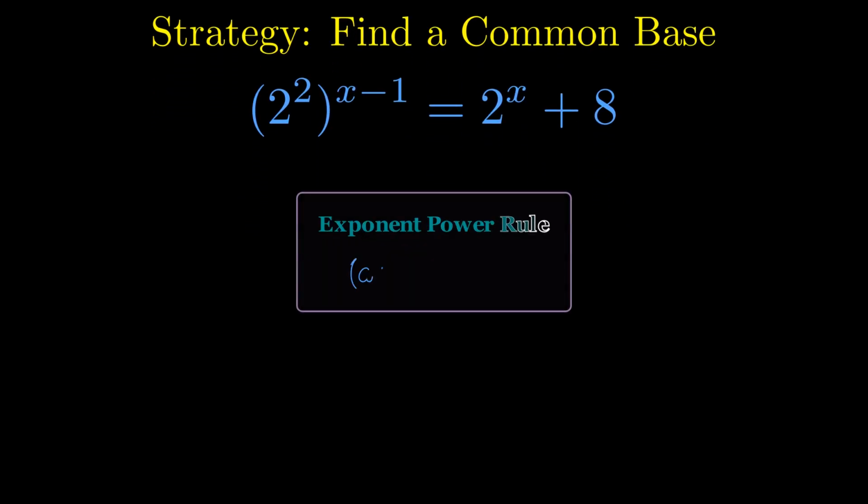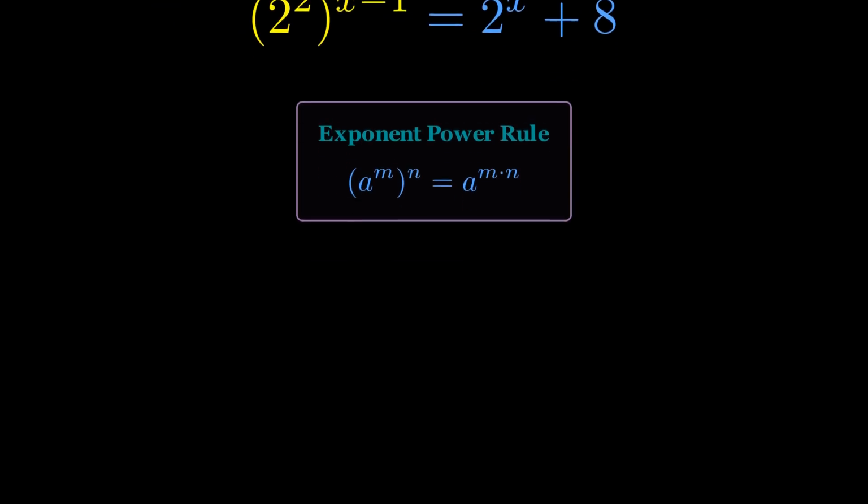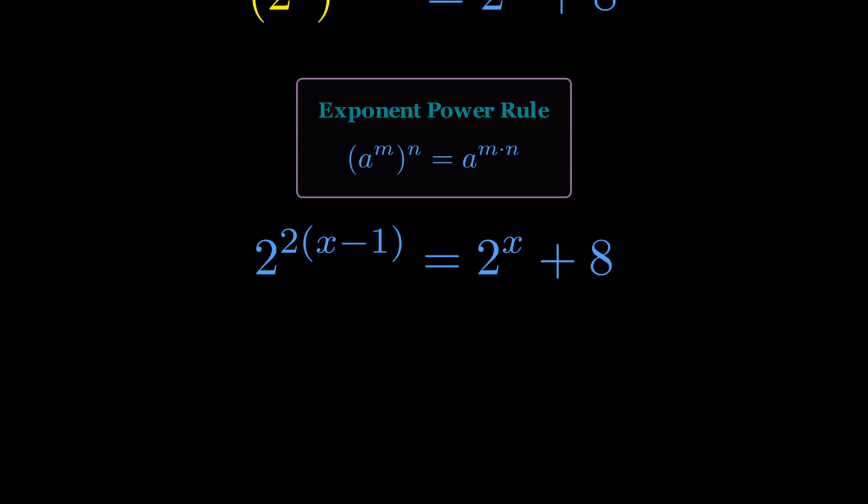Quick reminder about exponent rules. When you raise a power to another power, you multiply the exponents. So, a to the m, all raised to the n, becomes a to the m times n. So we multiply 2 with the quantity x minus 1, which gives us 2 raised to 2 times the quantity x minus 1. Distributing that gives us 2x minus 2 in the exponent.